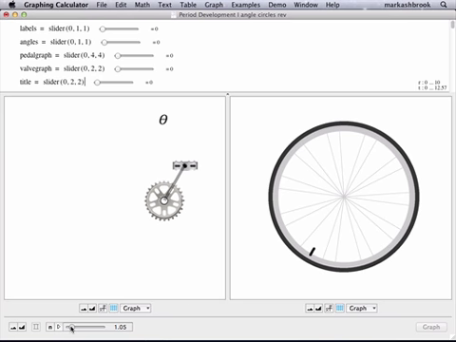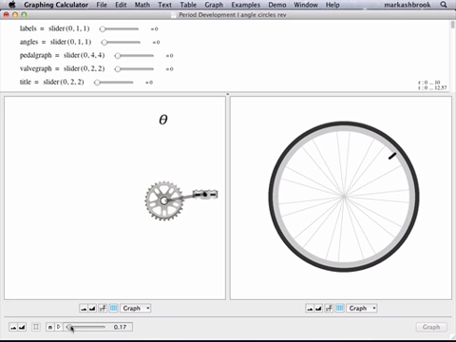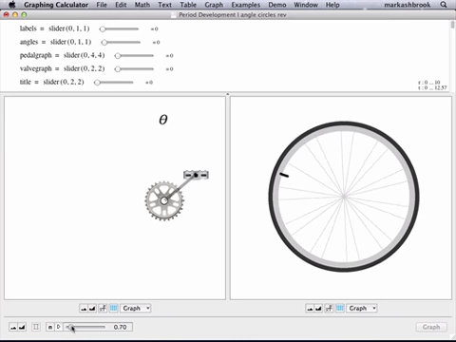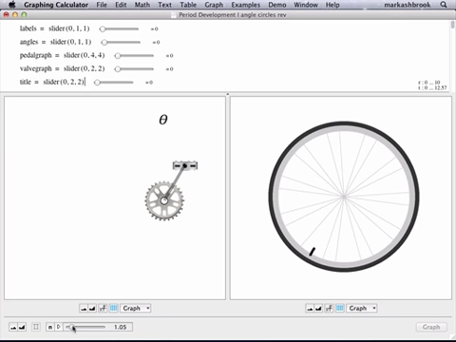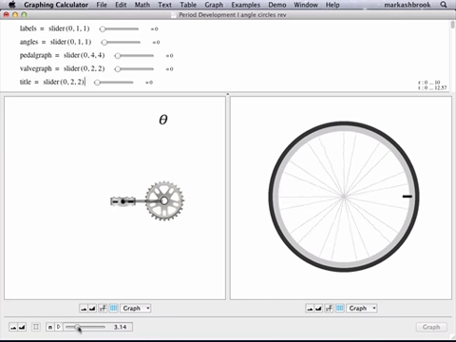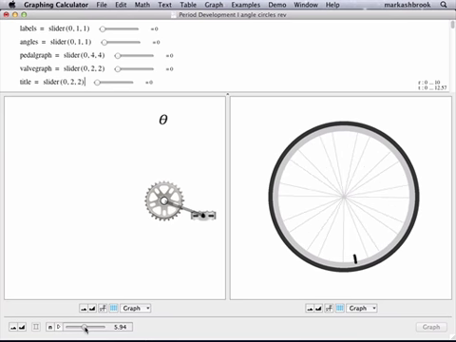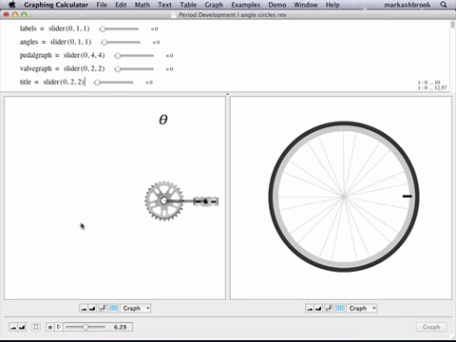Okay, let me do it again. So if I turn it 1 radian, it's very hard to control. The valve turned 4 radians. Okay, so likewise, every time it goes a radian, the valve goes 4 radians. Oh, I forgot to show you. It's the pedal and the valve.